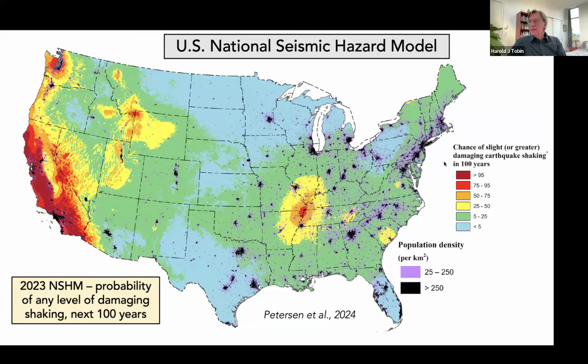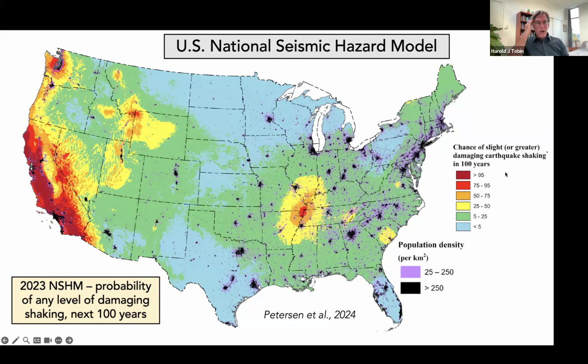So using the whole historic record and everything we know about the hazard from faults that we maybe don't have a historic record of, the U.S. Geological Survey and panels of experts have put together maps like this one. This is what's called the U.S. National Seismic Hazard Model, NSHM, and it's a recent update from 2024. It has a color coding of the chance of damaging shaking in the next 100 years.